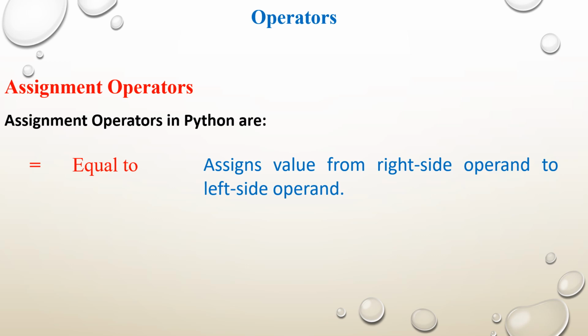Assignment operators in Python are, the first one, equal to. This assigns the value from right hand side operand to left hand side operand. For example, num1 is equal to 10. So 10 is assigned to the variable num1. If you have written num2 is equal to num1, that means the value which has been assigned to num1 has now been assigned to num2. That means after that execution, num1 and num2 both will have the same value.